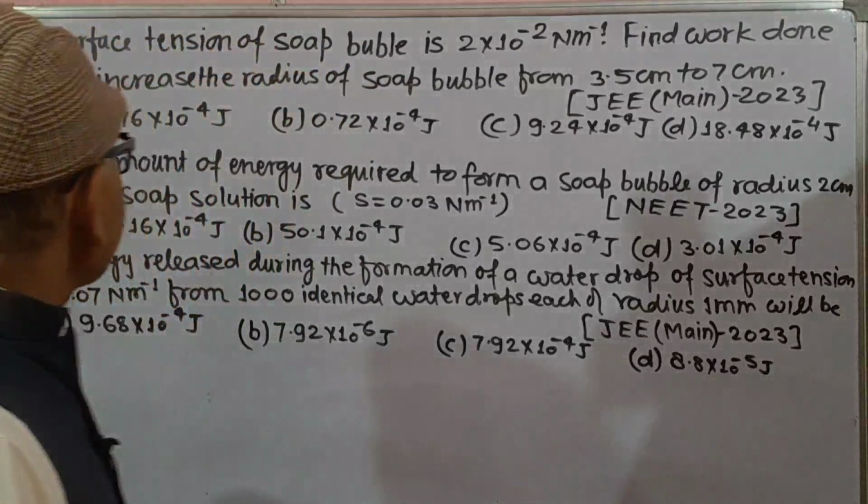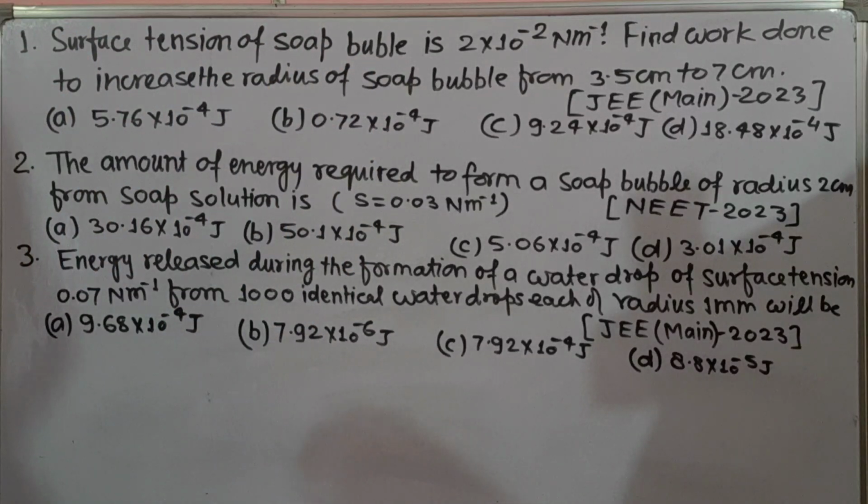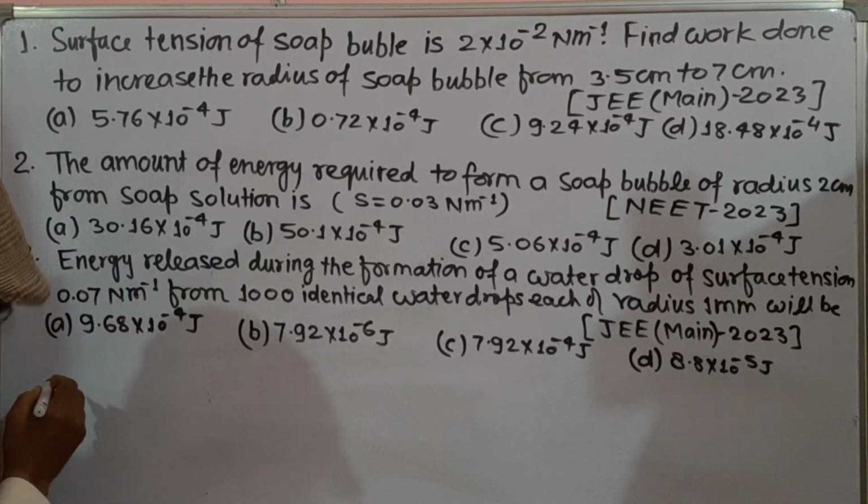Now let us take question number 1. The question is, surface tension of soap bubble is 2 into 10 to minus 2 Newton per meter. Find work done to increase radius of soap bubble from 3.5 centimeter to 7 centimeter. These are the options. Now solution to question 1.